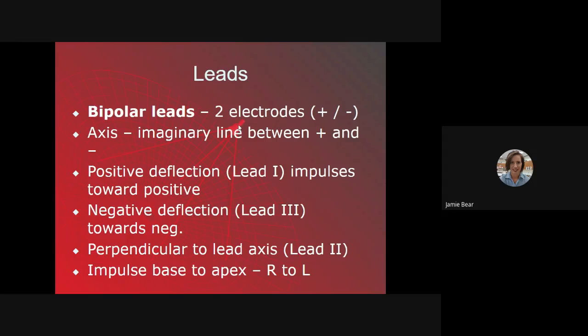Bipolar leads have 2 electrodes, a positive and a negative. The axis is the imaginary line between the positive and negative. A positive deflection, like lead 1, means impulses toward the positive, whereas a negative deflection, like lead 3, means toward the negative. Perpendicular to the lead axis, like lead 2, shows us just a nice view straight through the heart.